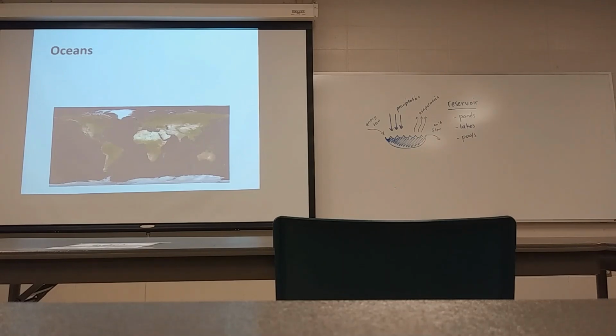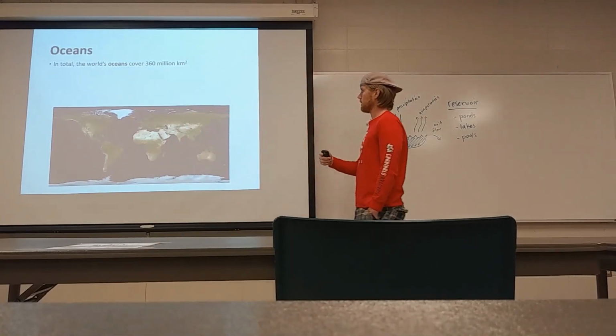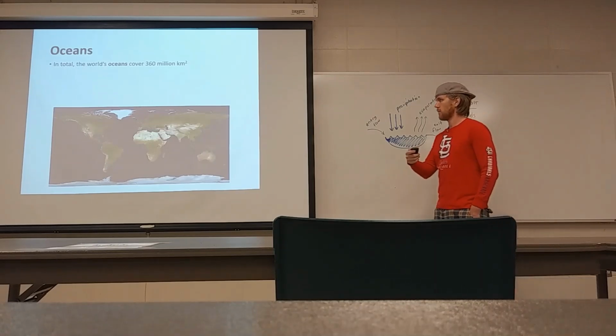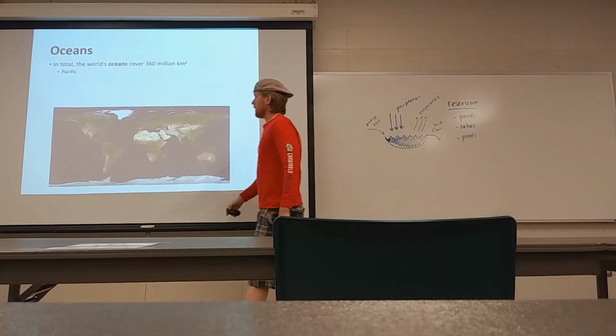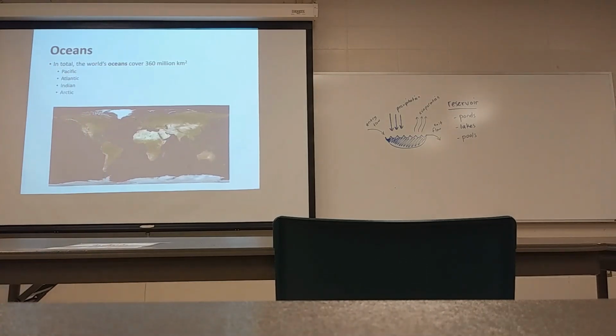Let's get into the marine environment. When I grew up, there were 4 oceans. There are now 5. Oceans cover 360 million square kilometers. If we say 71% of the Earth's surface is covered with water. The oceans are the Pacific, Atlantic, Indian, and Arctic. These are the 4 that I grew up with.